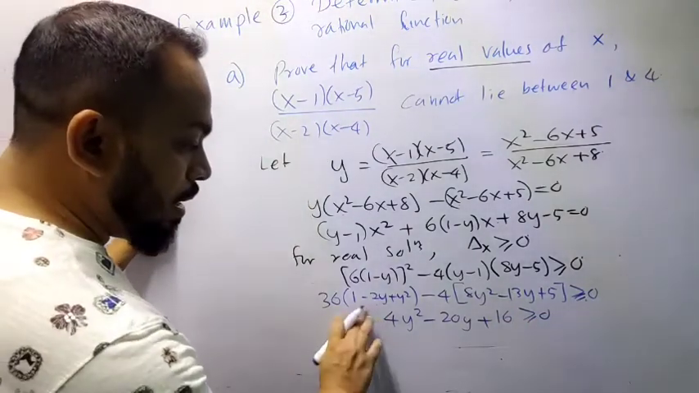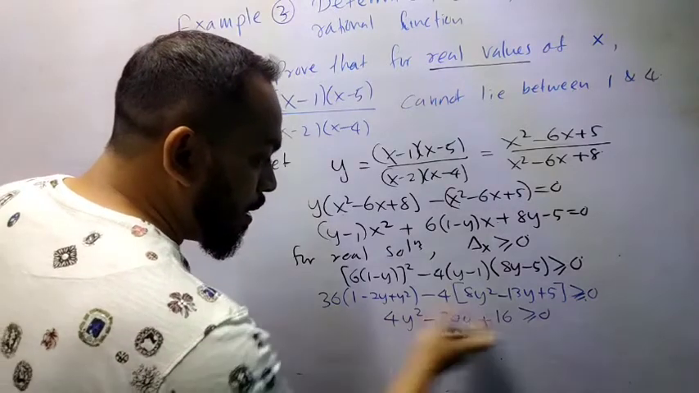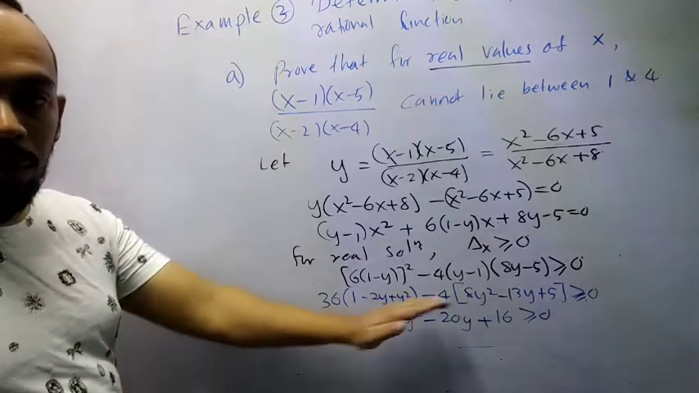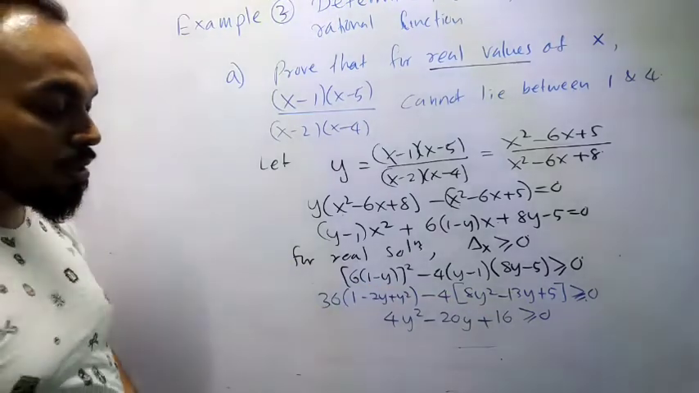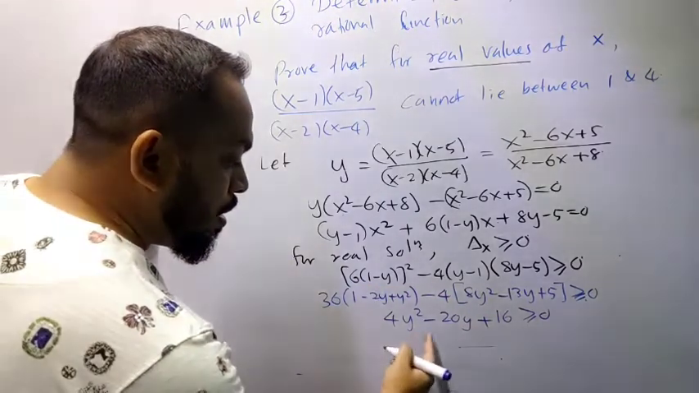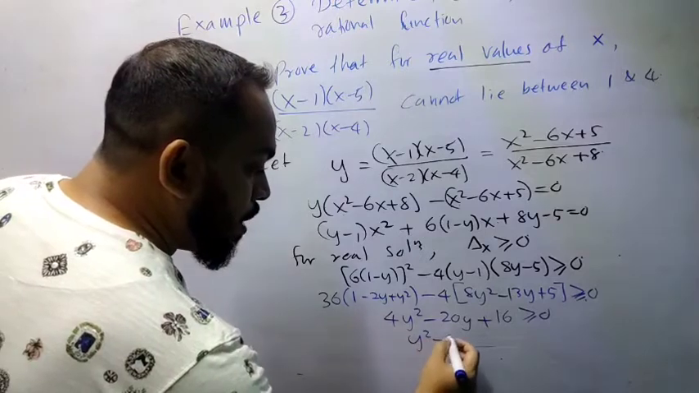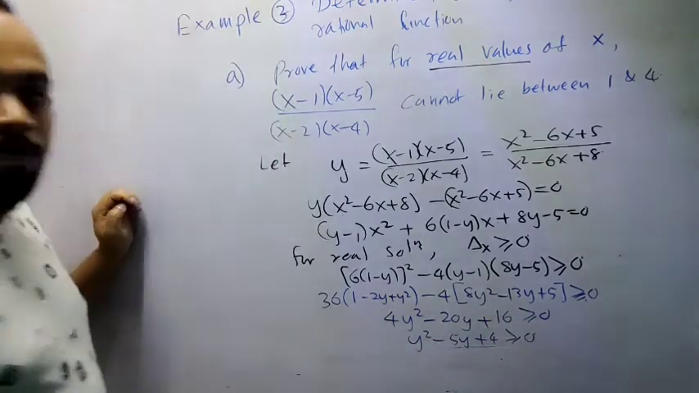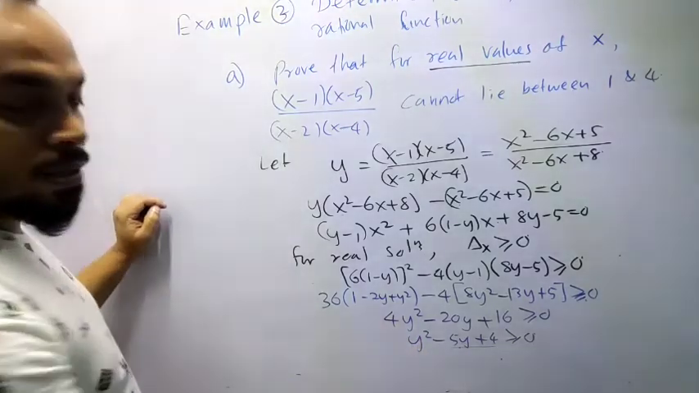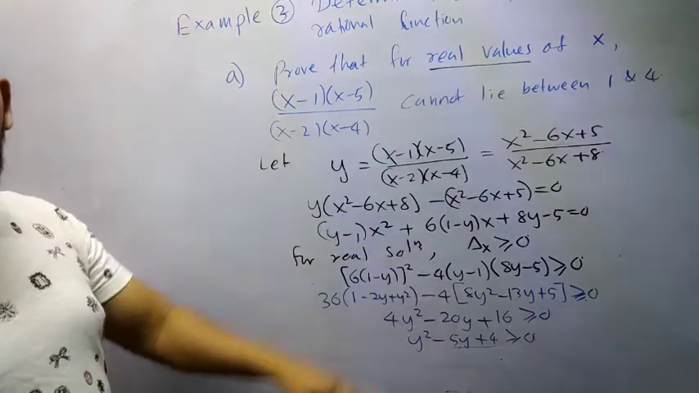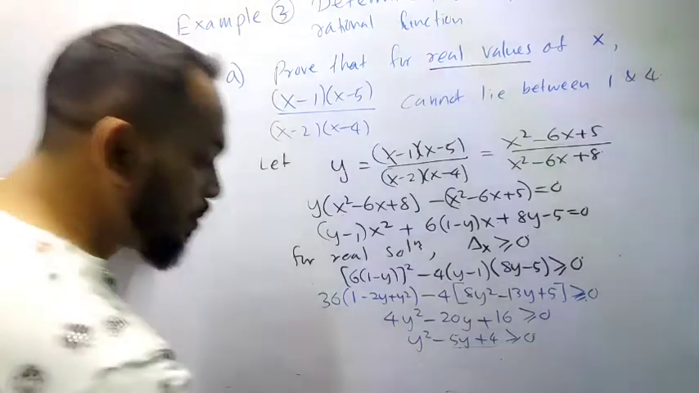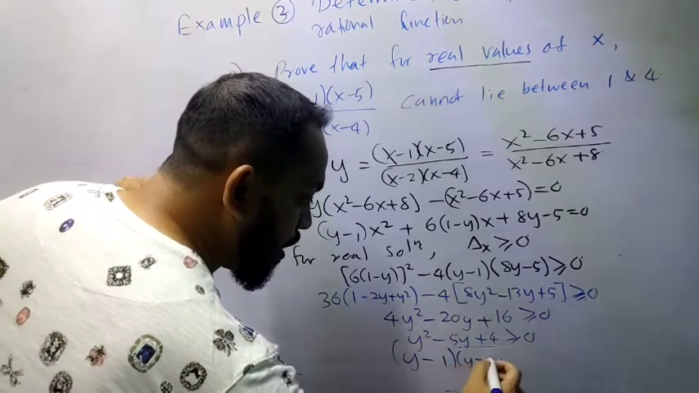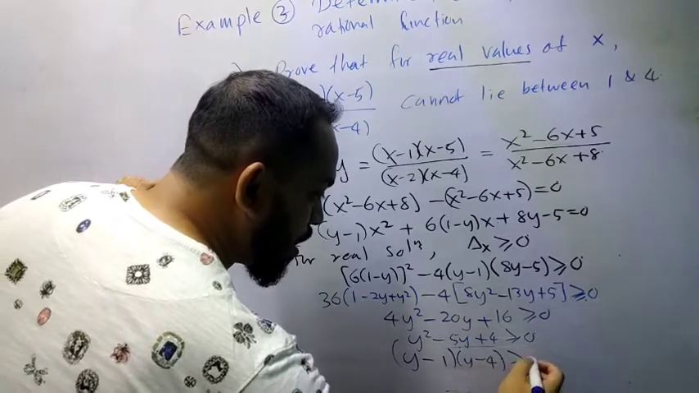So we can get rid of 4, we can divide this whole inequality by 4. Since 4 is a positive number, the side of the inequality does not change. So we get y squared minus 5y plus 4 greater than 0. Now we can factorize. As I mentioned earlier, in cases like this we can often factorize. y minus 1, y minus 4 is greater than 0.